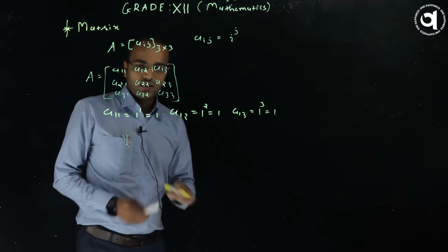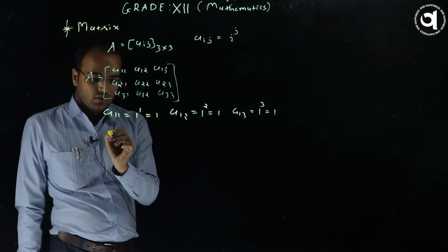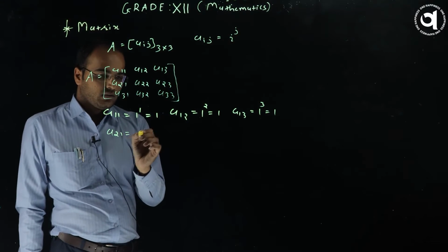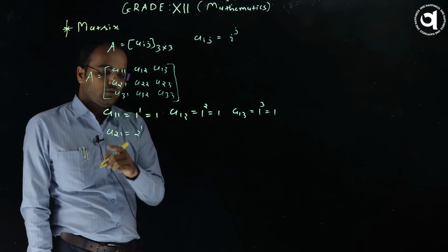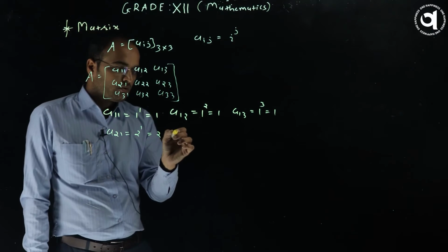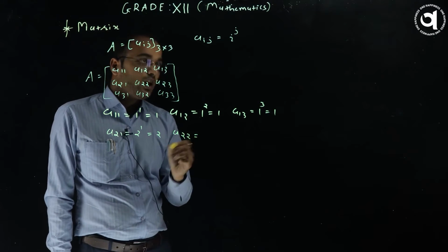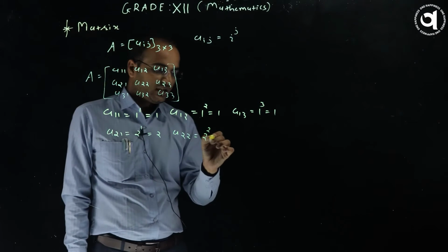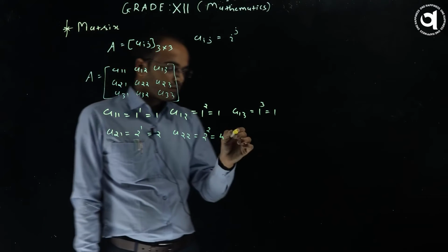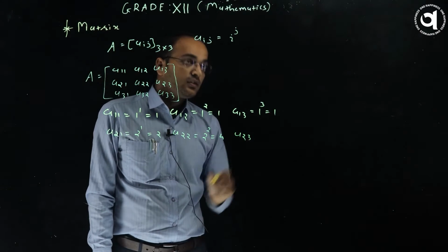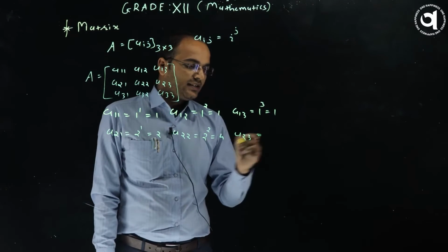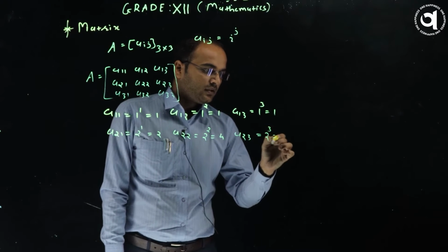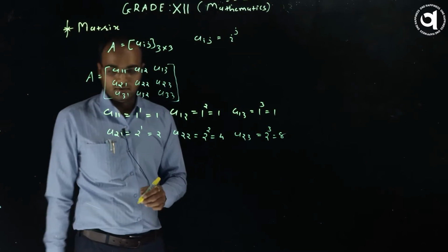Okay. Now, second row, A21. Now, here i is equal to 2 and j is equal to 1. So, by the relation 2 power 1, we get 2. Now, what is A22? i and j both are 2. So, i power j is what? 2 power 2, and we get 2 power 2 is equal to 4. And third element A23, i is equal to 2 and j equal to 3, that is 2 power 3. So, 2 power 3 is what? 8.